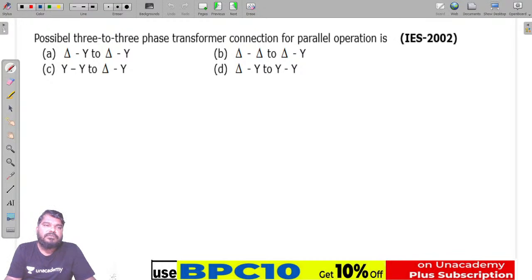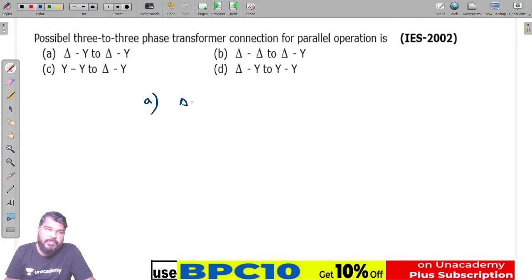Which three-phase transformer connections are possible for parallel operation? Tell me. The first option is delta star, delta star; then delta delta, delta star; then star star, delta star; and delta star, star star. Which option is given? Option A is given.